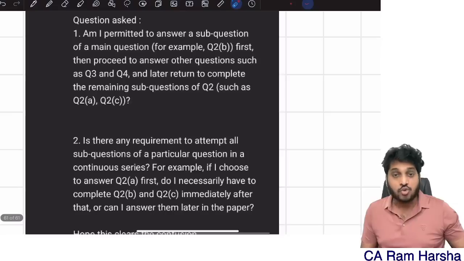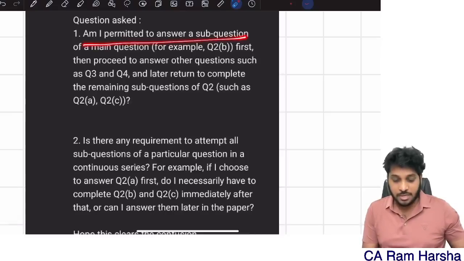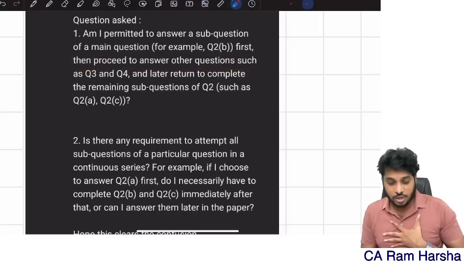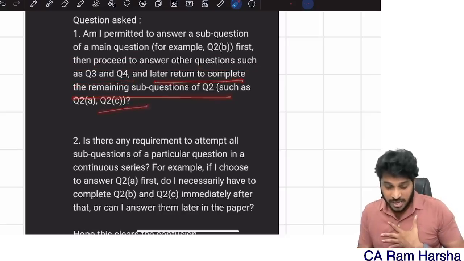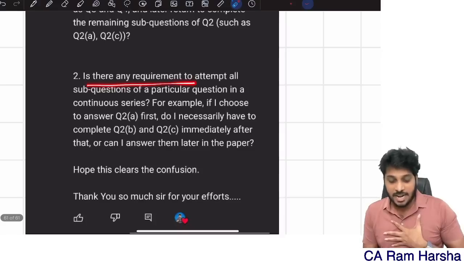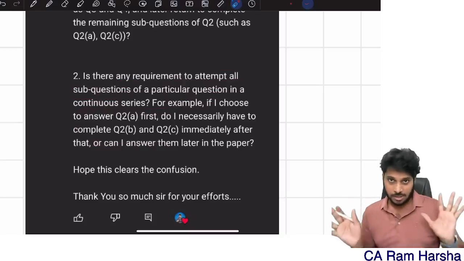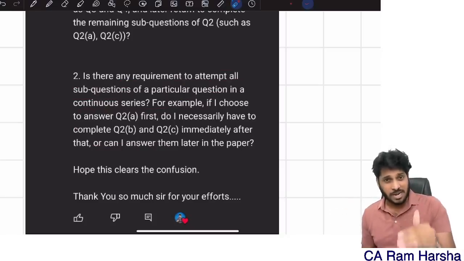What exactly did the student ask? Am I permitted to answer a sub question of a main question first, then proceed to answer other questions such as question number 3 and 4, and later return to the remaining parts of question number 2? In other words, is there any requirement that all sub questions of a particular question should come continuously? Yes or no? In fact, I have clarified this many times.